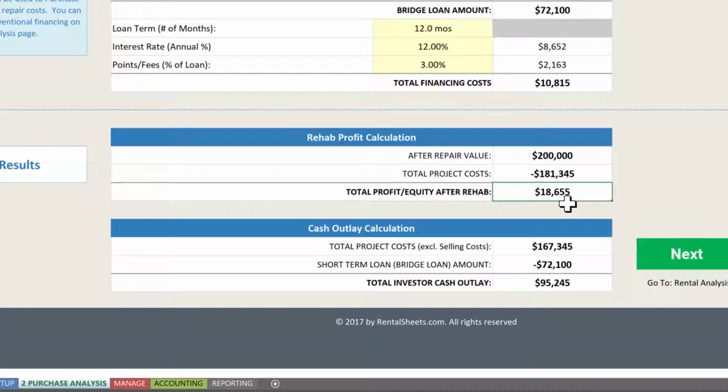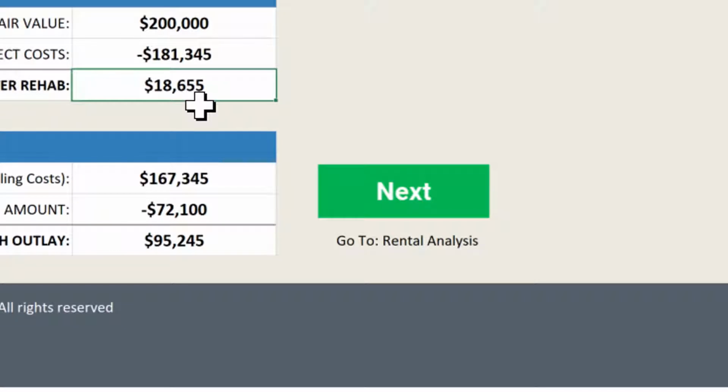Now that we have analyzed the purchase of a rental property, we can move on to the next step, which is to perform a long-term rental analysis of the property rental income, operating expenses, and property cash flow.